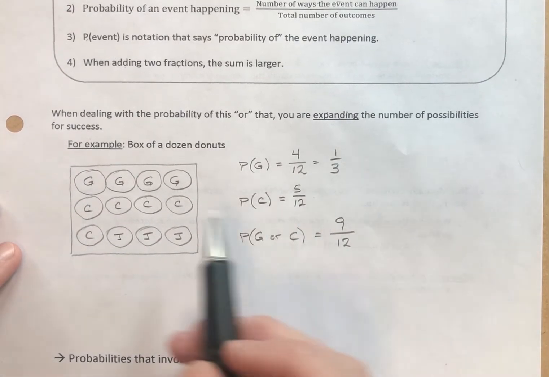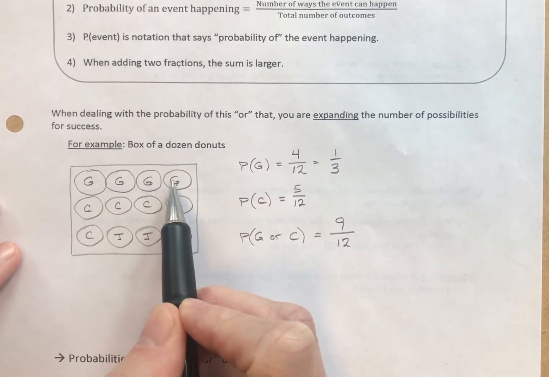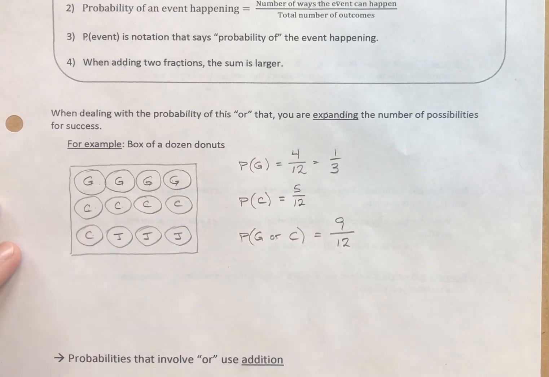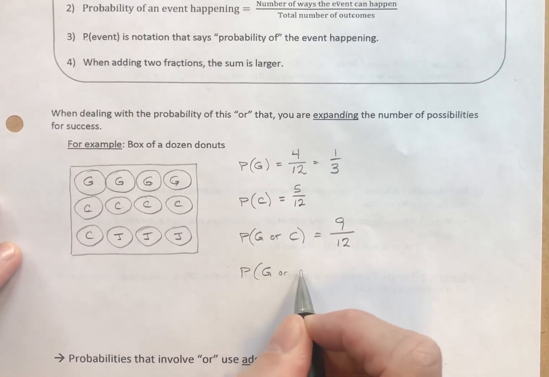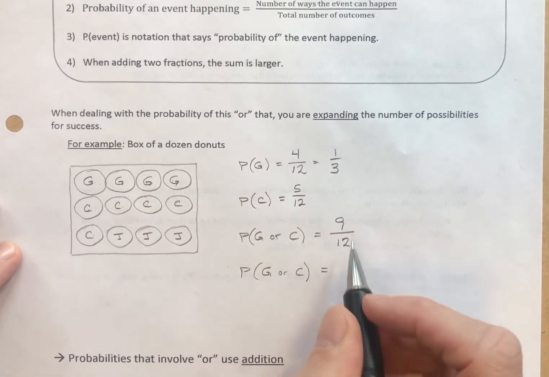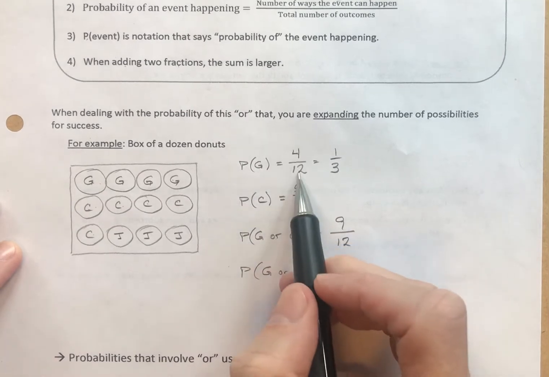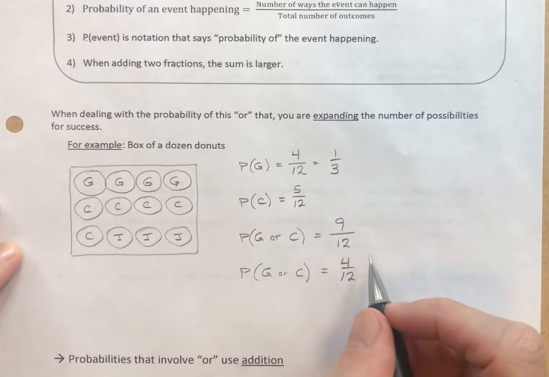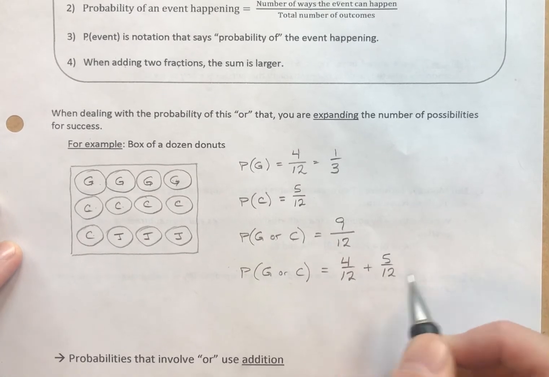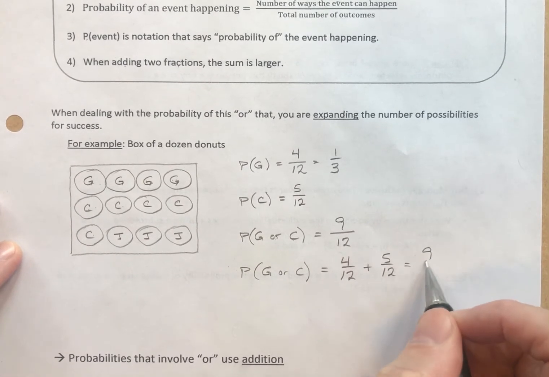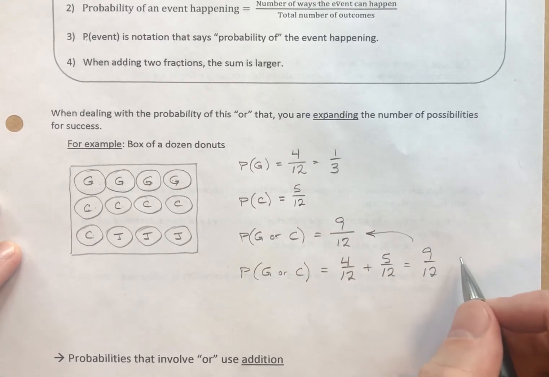Now you'll notice what I did here is I took the number of glazed and added to it the number of chocolate. So the probability of a glazed or a chocolate turns out to be equal to the probability of a glazed, which is 4 out of 12, 4 of these are glazed, plus the probability that it's chocolate, which is 5 out of 12. And there's the 9 out of 12 that we came up with earlier.